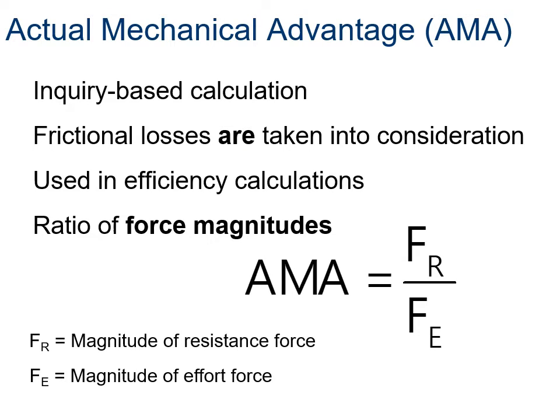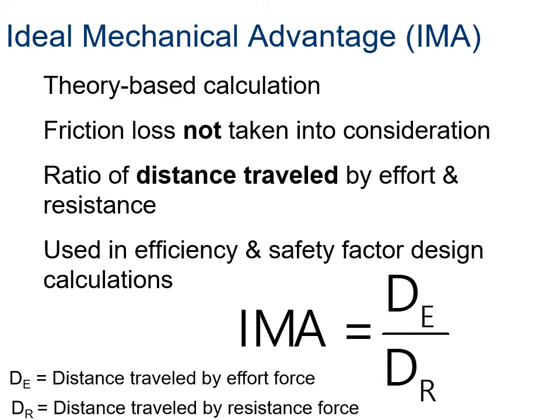Actual mechanical advantage, again, this is a review, is based on inquiry or experiment. Frictional losses are taken into consideration, and we use AMA to calculate efficiencies. AMA is the magnitude of resistance force, FR, over the magnitude of the effort force, which is FE. Magnitude meaning just a number, don't care about the direction.